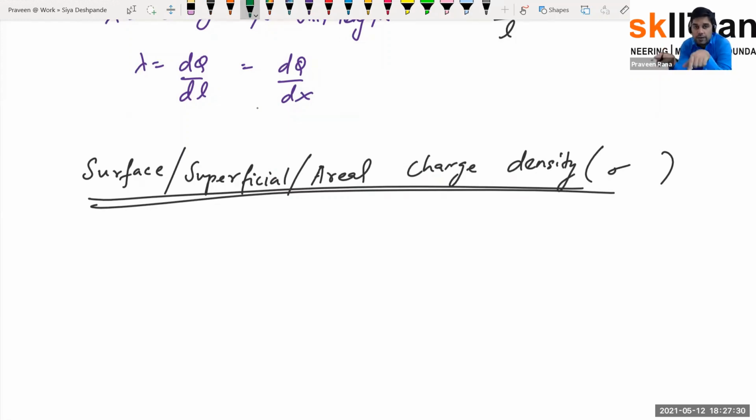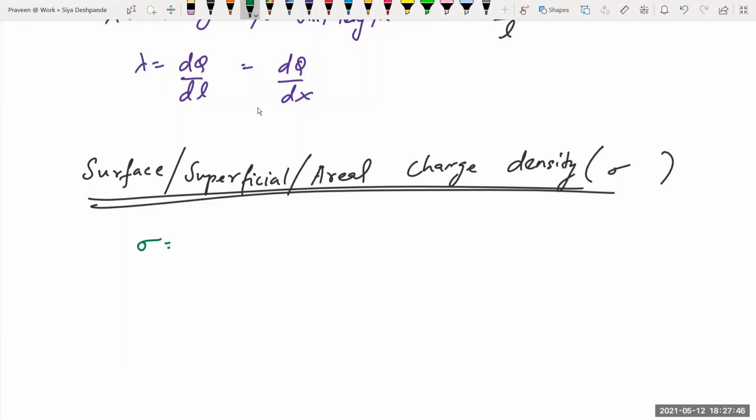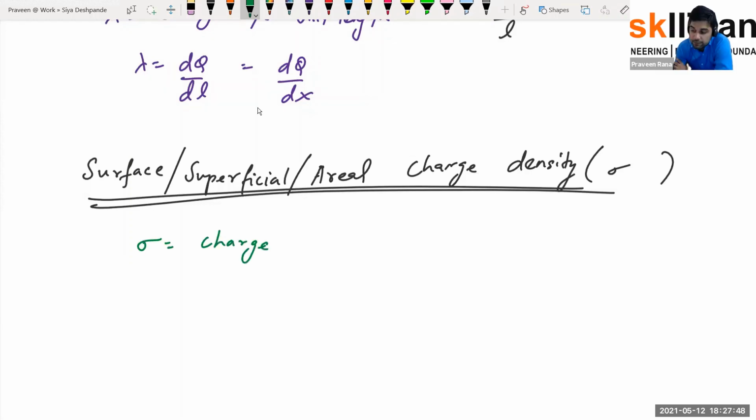Like you have this white screen. The charge is kept only on this white color. So if the white color increases, the charge will also increase. The charge doesn't depend on the length or the volume, it depends on the area. So sigma is defined as charge per unit area. Its formula is sigma is equal to dq over dA.